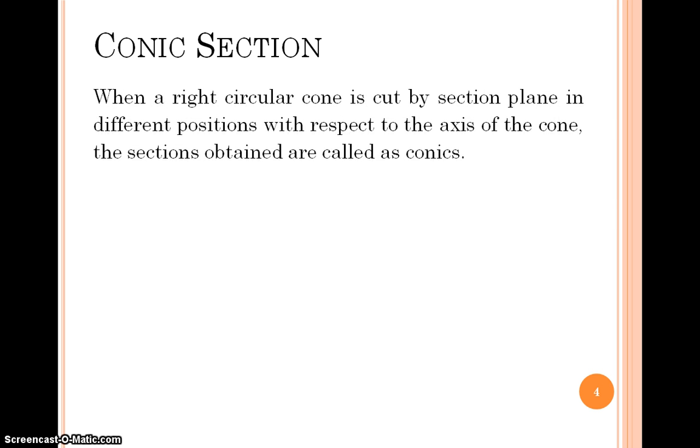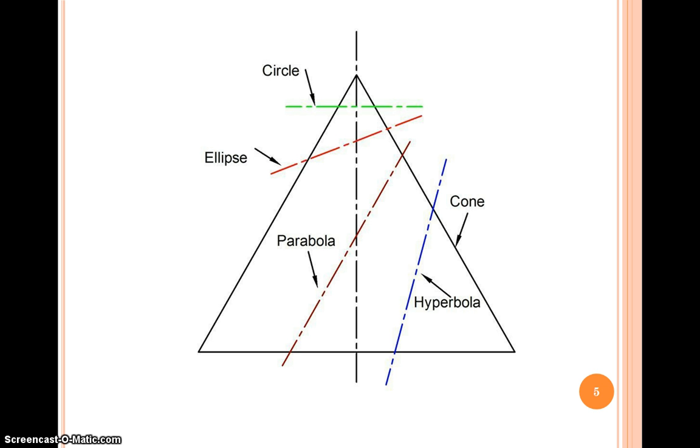Then conic section: when a right circular cone is cut by a section plane in different positions with respect to the axis of the cone, the sections obtained are called conics. Let us consider this figure. When the cone is cut by a cutting plane line which is parallel to the base, then you will get the circle.